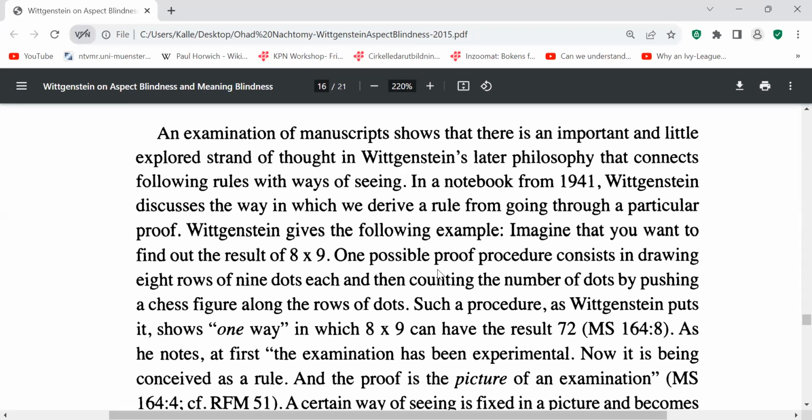An examination of manuscripts shows that there is an important and little explored strand of thought in Wittgenstein's later philosophy that connects the following of rules with ways of seeing.